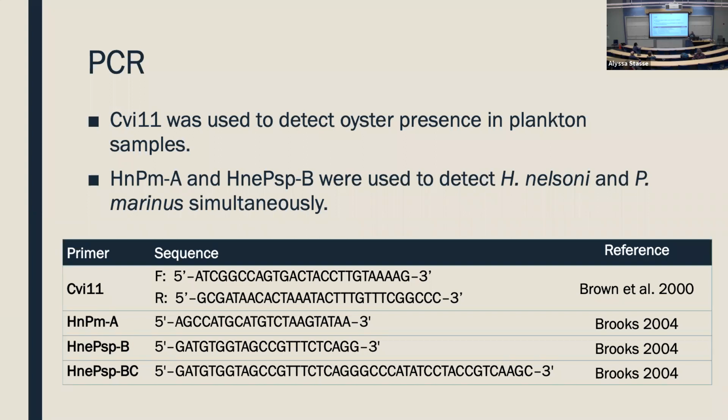These are the primers I used. I used CVI-11, which is a microsatellite in oysters, and that was to detect oyster presence. I simply wanted to make sure that they were actually there, to make sure that what we were seeing in the water samples through the microscope was actually oysters. So that was kind of like to just double check ourselves. And then I used HNPMA and HNE-PSP, which are 2 primers that can allow dual detection and eventually quantification of H. nelsoni and P. marinus.